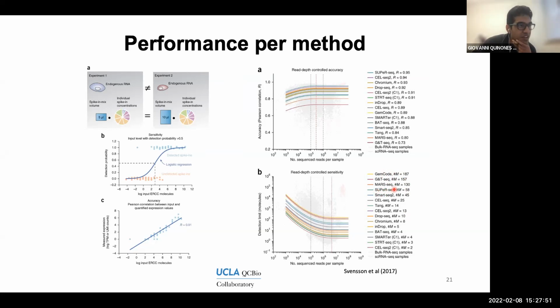We see super here, which, if you remember, is the most accurate, but as you can see, it sacrifices some sensitivity in order to get high accuracy. We have MARS-seq, GNT, and GEMCode. And SMART-seq 2 is also up here.